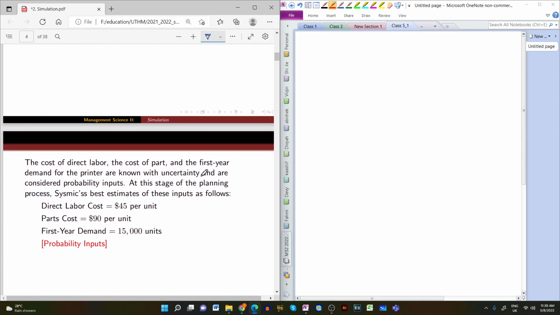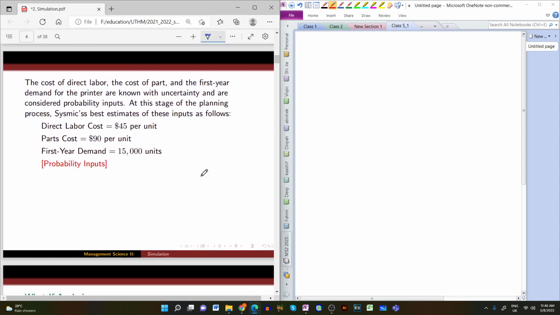These are fixed: 249 per unit, 400,000 and 600,000. I call these parameters. And then they also came out with cost inputs: labor cost, part cost, and first year demand. This much they need.